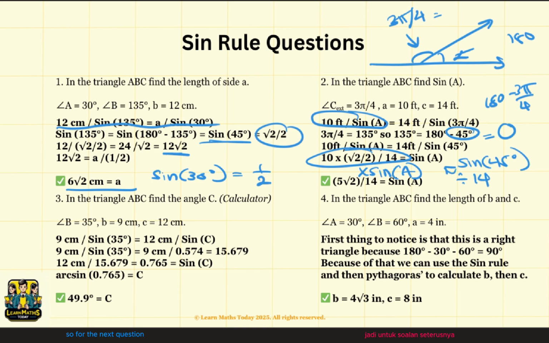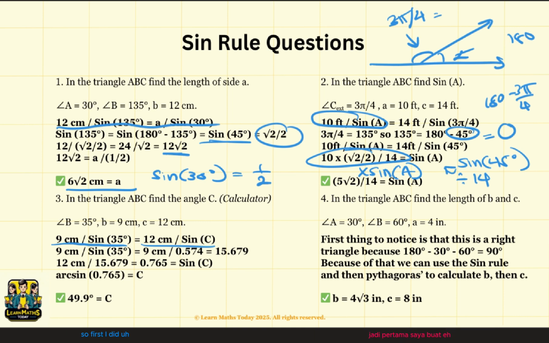So for the next question, we were asked to find the angle C, and you have to use a calculator to calculate this, given that angle B is 35, B is 9 centimeters, and C is 12 centimeters. The reason you need a calculator is because I didn't give you an easy angle, which makes solving arcsine impossible without a calculator. Anyway, to solve this question, first I set up the equation as it's shown, plugging in the values, having 9 centimeters over sine of 35 equal to 12 centimeters over sine of C. Then I decided to find the value for everything.